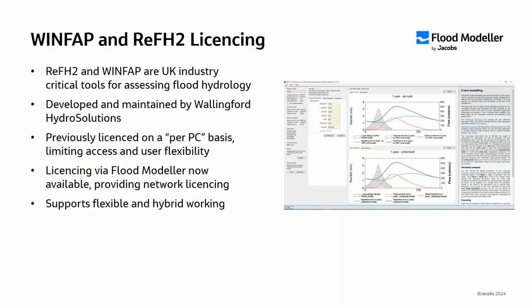A key feature in version 7 was the ability to have network licensing for Wallingford Hydro Solutions software, WinFAP and RFH. So we're working in collaboration with Wallingford to allow you to use Flood Modeler network licenses to access WinFAP and RFH software. This software is critical for undertaking UK hydrology. Wallingford have been maintaining it and producing it for many years. And previously it was quite restrictive licensing on a per PC basis, which didn't support flexible working. You can now purchase those licenses via Jacobs and Flood Modeler, and that supports hybrid working.